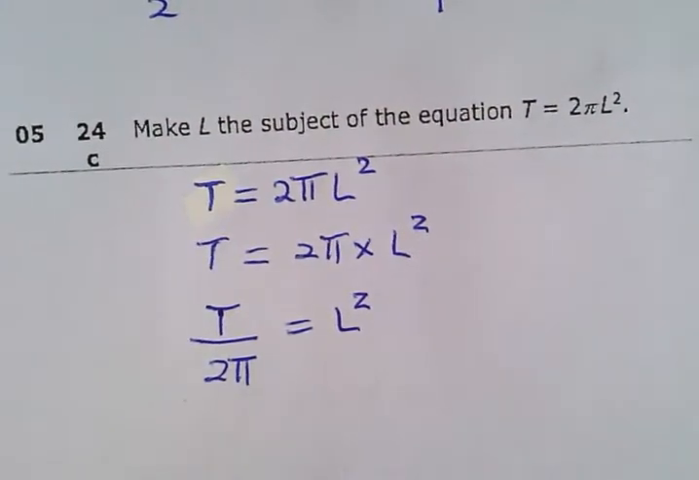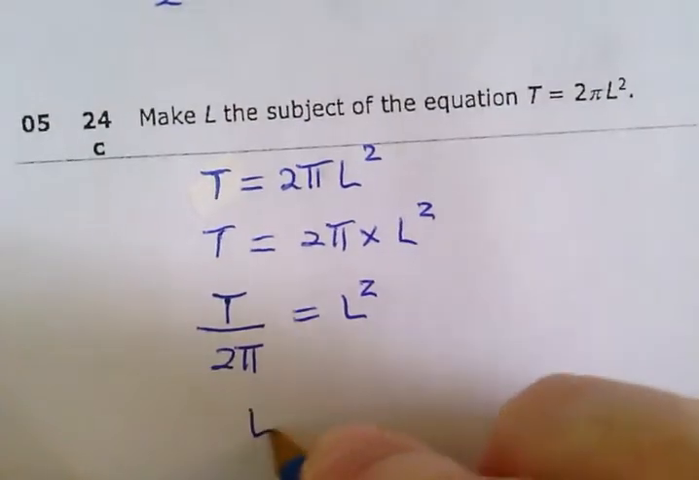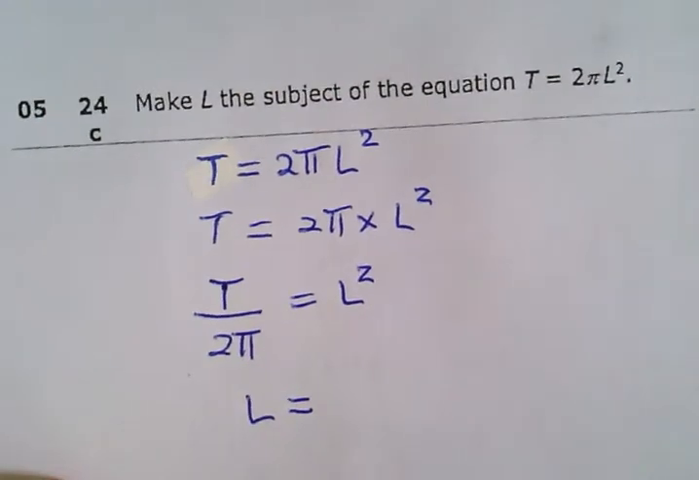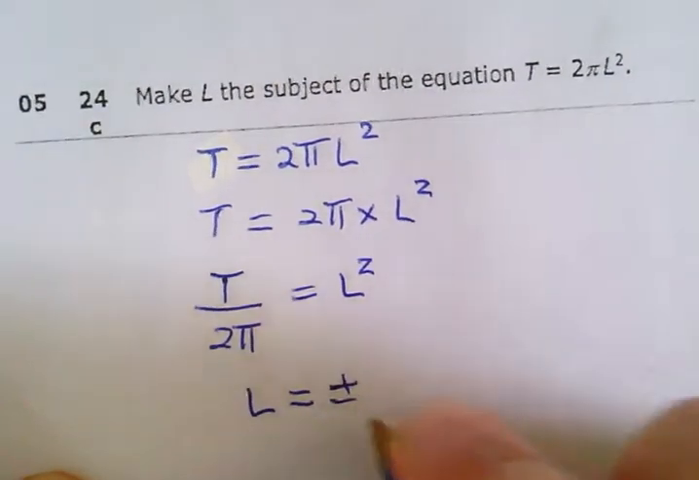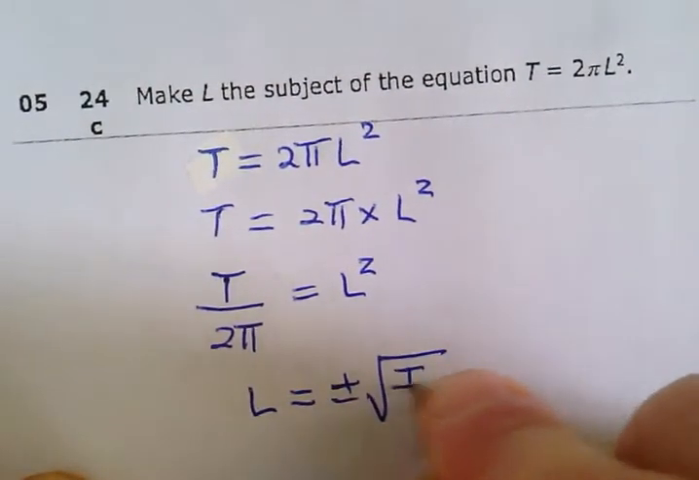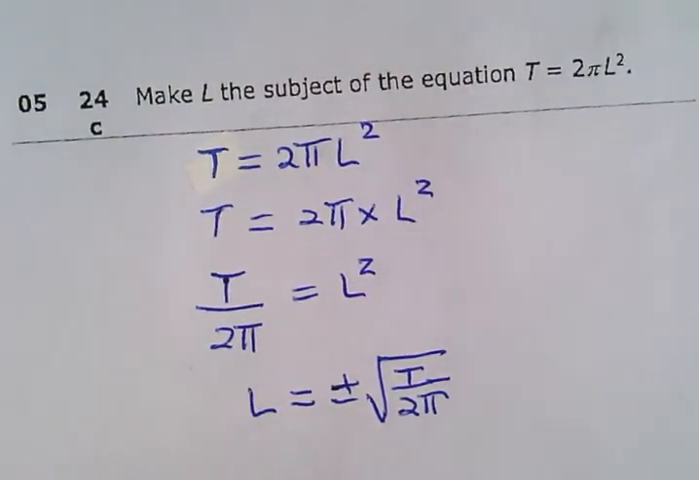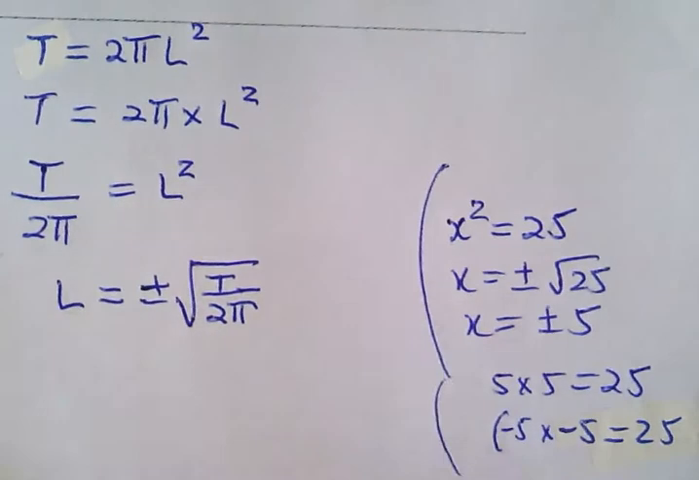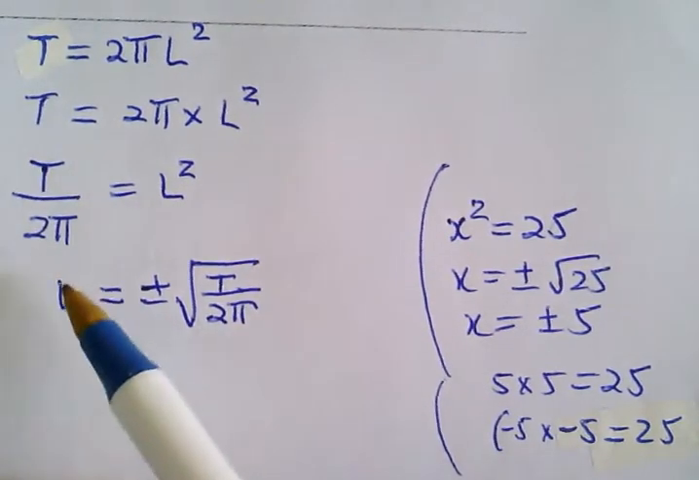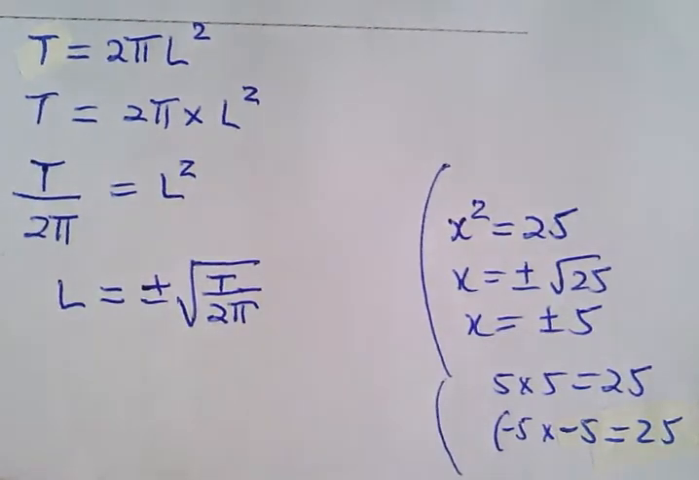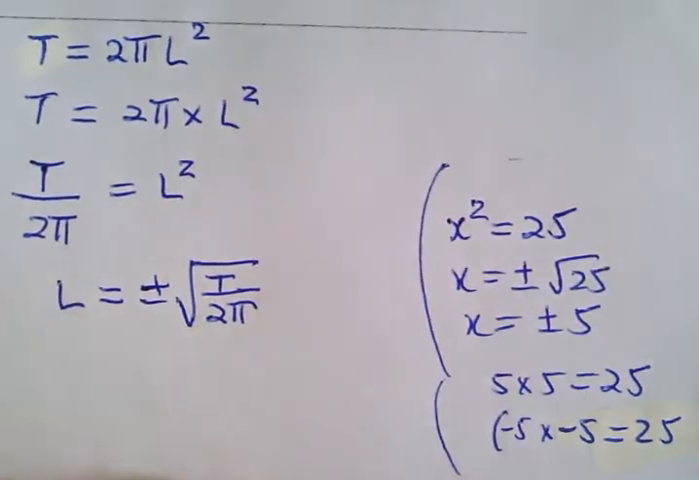Remember, you don't get rid of the squared until it's the last thing left on that side. The inverse operation of squared is what? Plus or minus the square root of the other side. Now, if you don't put the plus or minus, you lose a mark. If something squared is something else, if you want the L on its own, you must take plus or minus the square root of the other side, for the reason I've just shown you here.